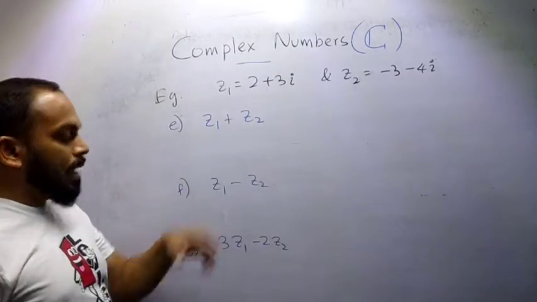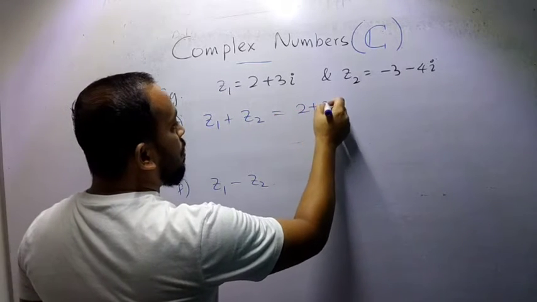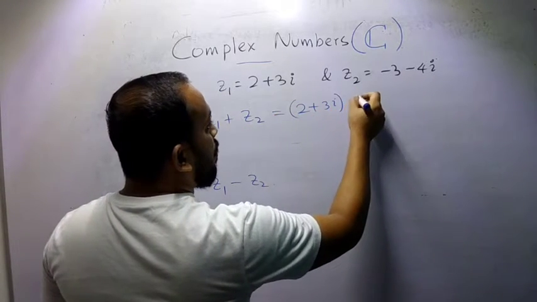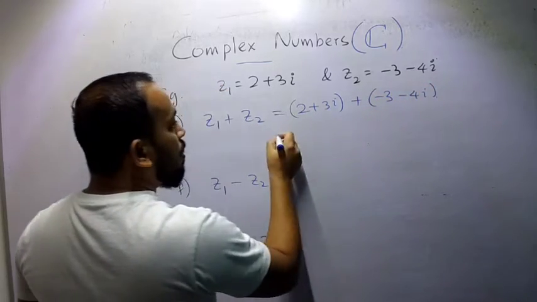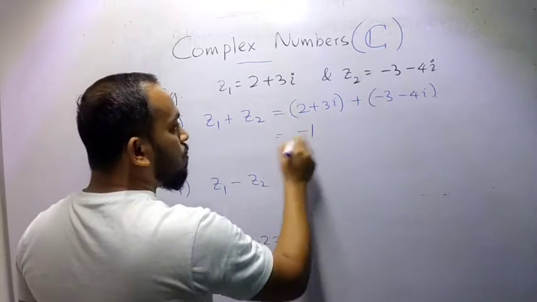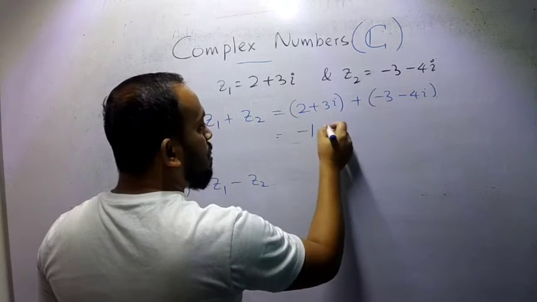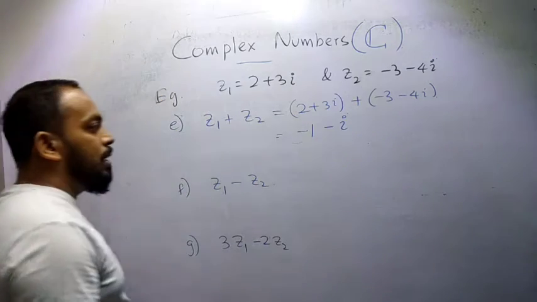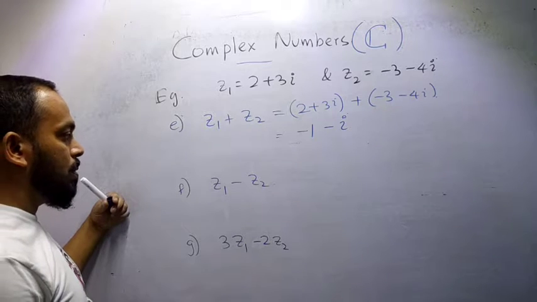Right. First look at the addition. If we add these two, 2 plus 3i plus minus 3 minus 4i. So 2 plus minus 3 is just minus 1, 3i plus minus 4i is minus i. So minus 1 minus i is the addition of the two complex numbers.